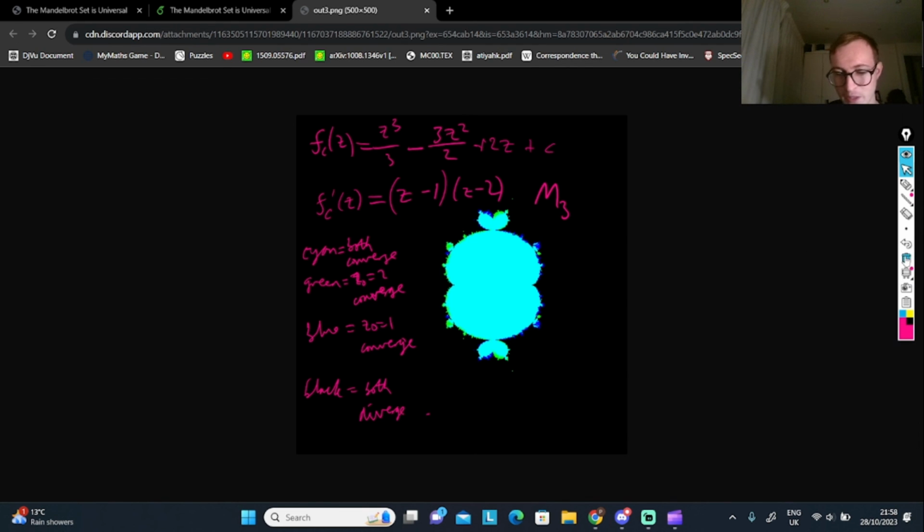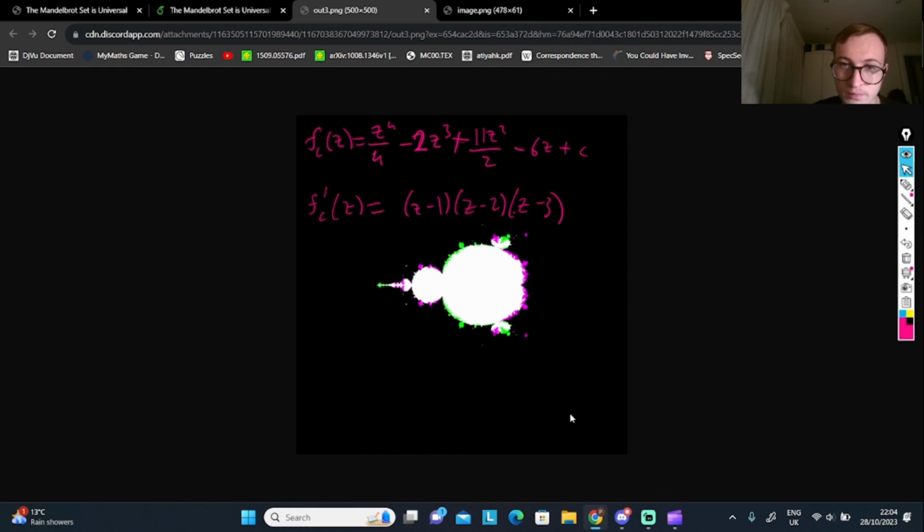And I've got one final example for you guys to see. And hopefully this has piqued your interest. You'll go away trying this out for yourself. For our last example, we looked at the function z to the 4th over 4 minus 2z cubed plus 11z squared over 2 minus 6z plus c. And the derivative is z minus 1, z minus 2, z minus 3. And again, we color based on which starting points converge and which diverge. And we get a slightly deformed, but definitely still a Mandelbrot set.